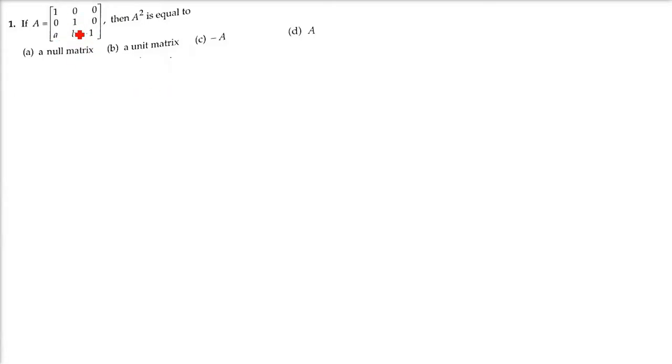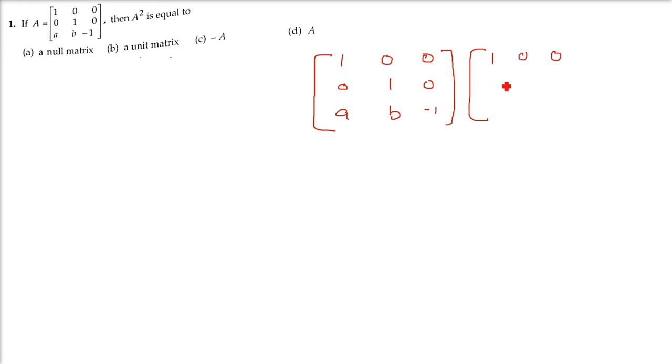If A is equal to this matrix, then A square is equal to... Just multiply A with A and let's see what comes out. You have this matrix 1, 0, 0, 0, 1, 0, A, B, negative 1. Multiply it again with this one only: 1, 0, 0, 0, 1, 0, and A, B, and negative 1. Okay. So what will be the result?